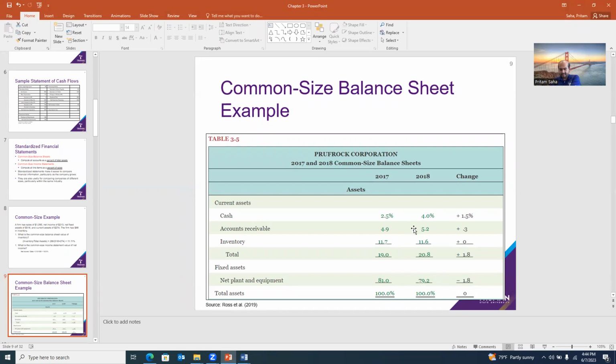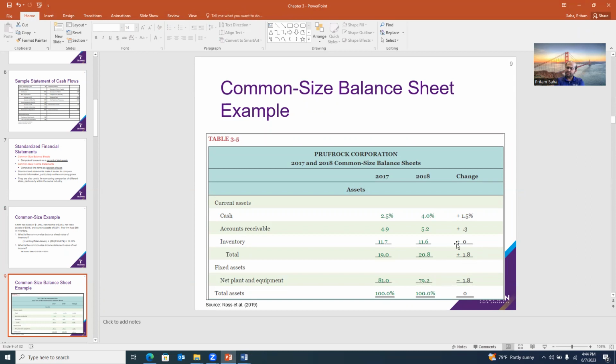different components of the firm's assets, they hold more cash in 2018, because in 2017 cash was 2.5% of total assets. Now in 2018 cash was 4% of total assets. So on a relative basis, they hold more cash, a little more accounts receivable, and there is no change in inventory. So the total current assets are around 1.8% more. On the other hand, they hold less plant and equipment, which is fixed assets. Make sense?